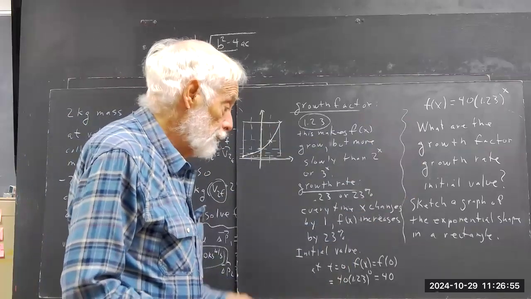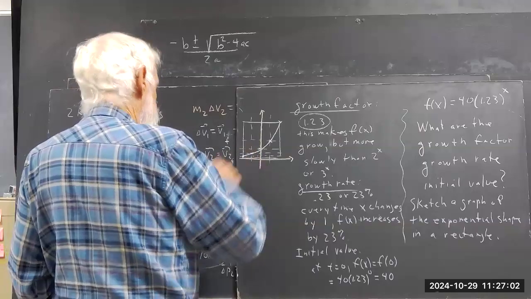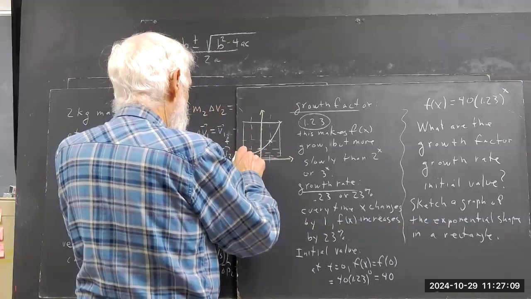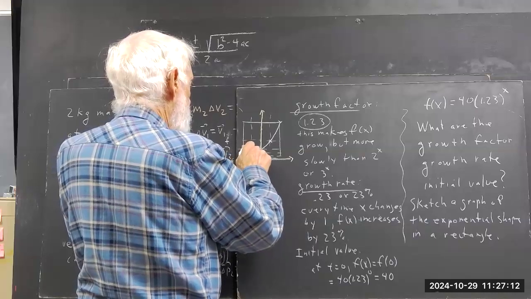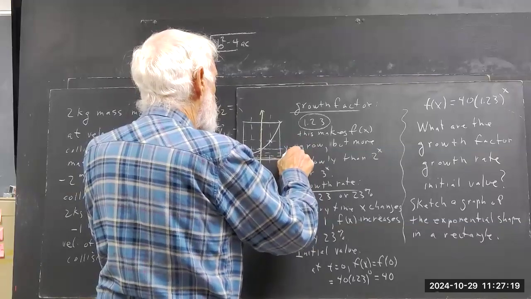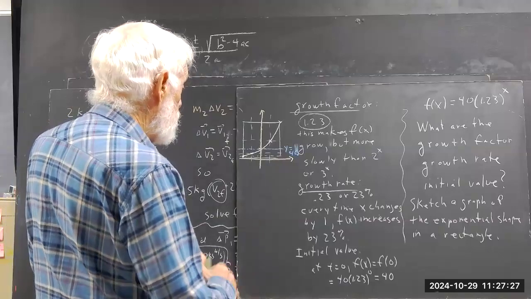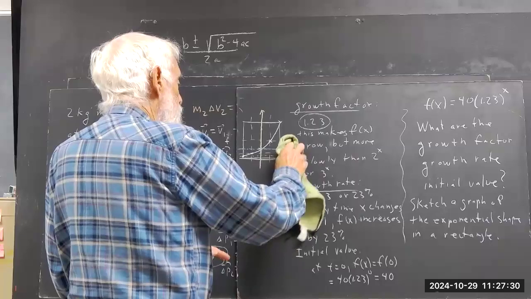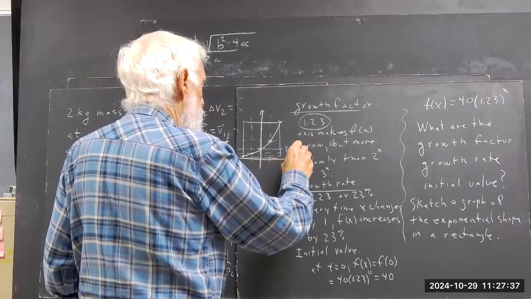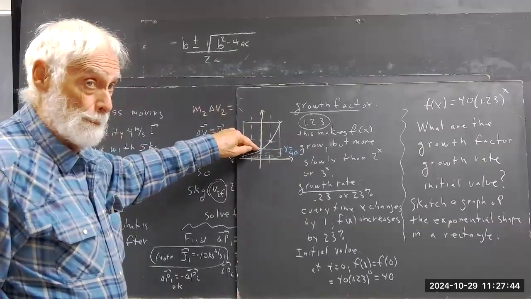Now, as it applies to this function, the initial value is 40. So this line here is the line y equals 40. I said nearly enough room. I wanted to get it on the same board. Okay, so this is the line y equals 40. And that means the coordinates at this point are x is 0 on the y-axis, and 40.